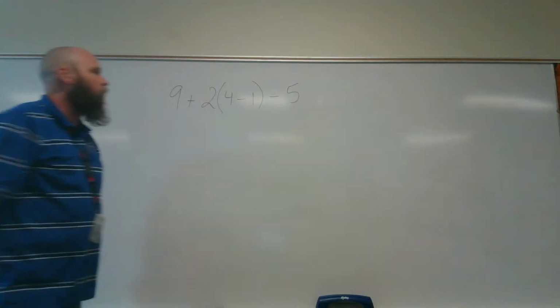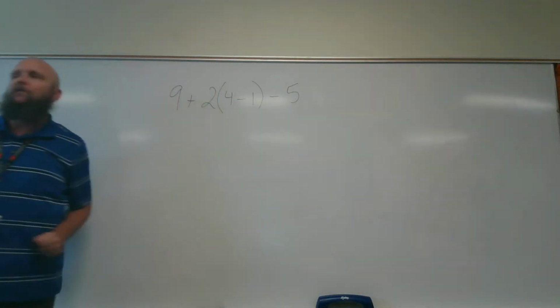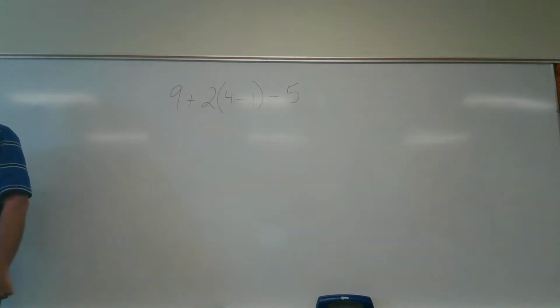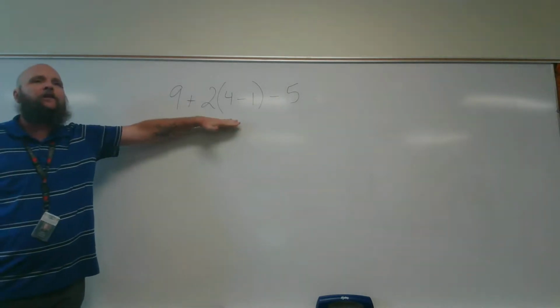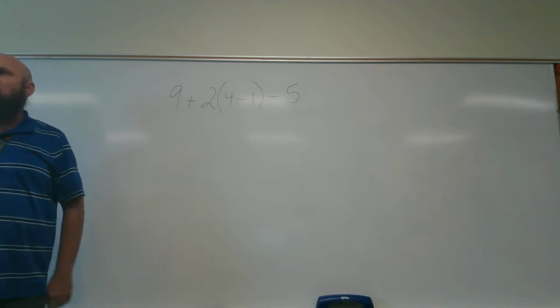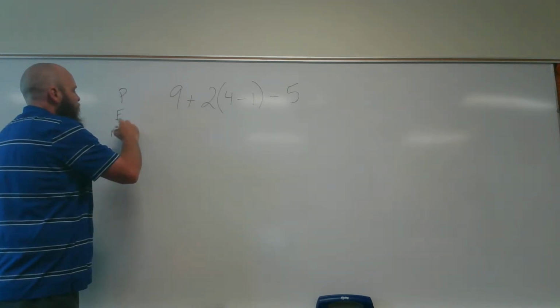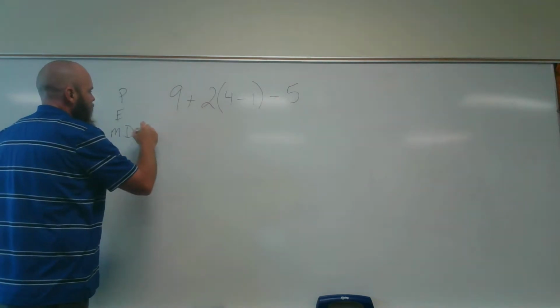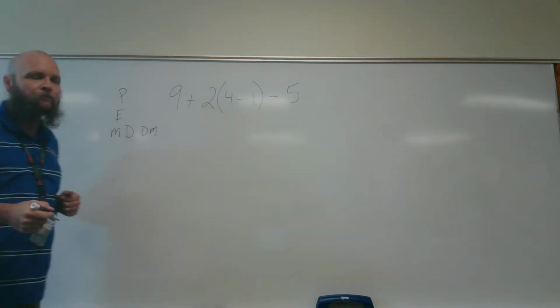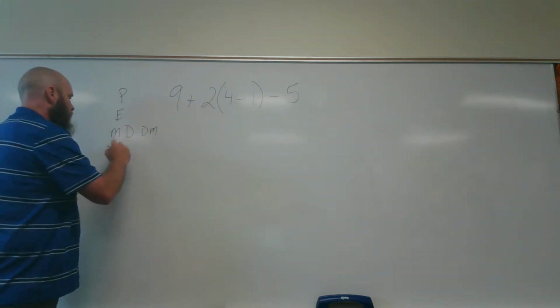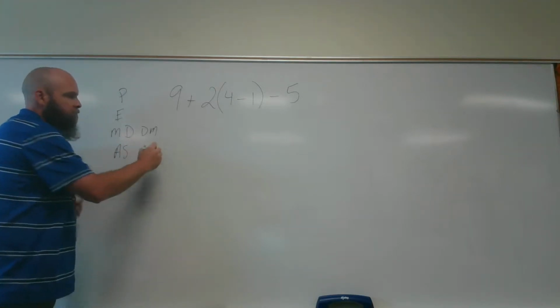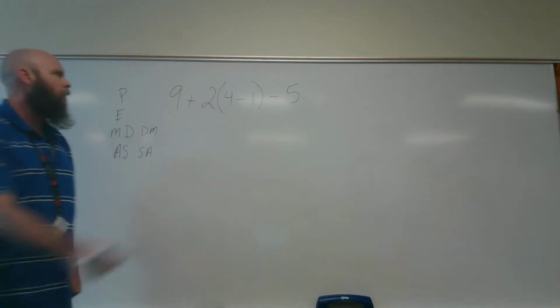Now, first thing we got to recognize is a number next to parentheses. That means multiply. You multiply whatever you get in the parentheses by this number. Our order of operations: we have parentheses, exponents, multiply and divide, which is the same as saying divide and multiply because it's all the same step. Hey, that's my initials. And then add and subtract, or subtract and add. Same thing, whichever comes first, left to right.